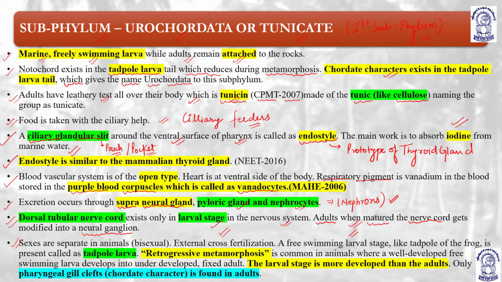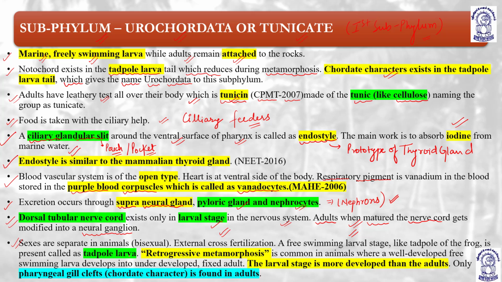So here the tadpole becomes more complex in comparison to the adult, and that is why the name given is retrogressive. Retrogressive means it is going backward. Because of evolution, the changes are always for the betterment of the species, but here the changes are against the developmental process, against the developmental line.